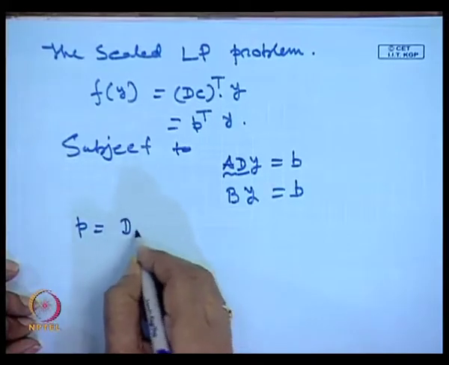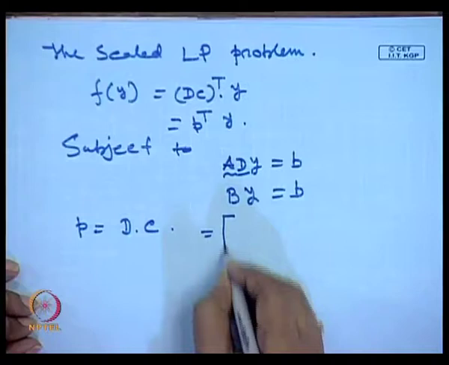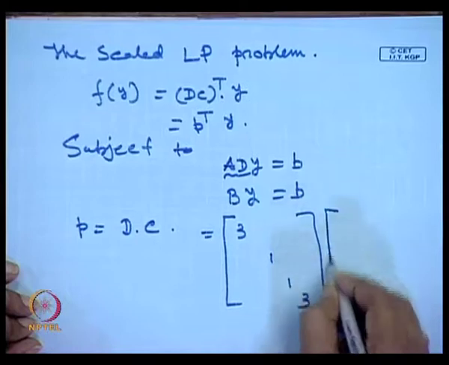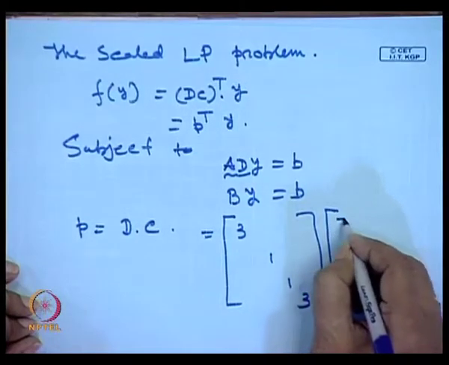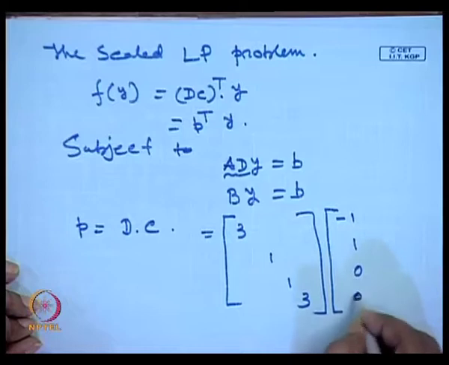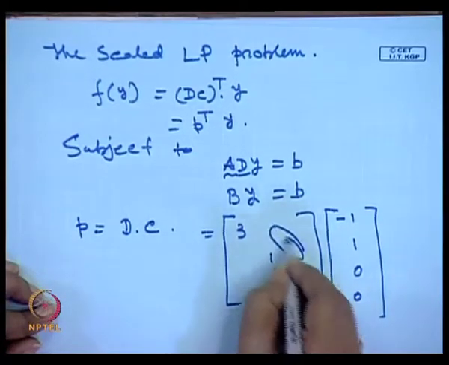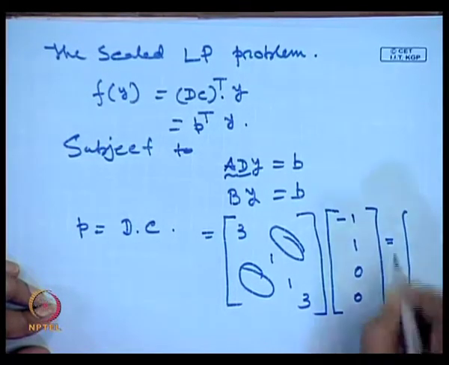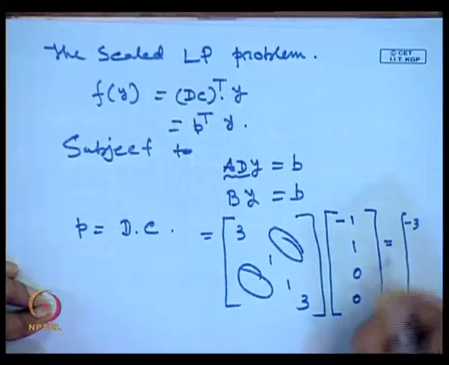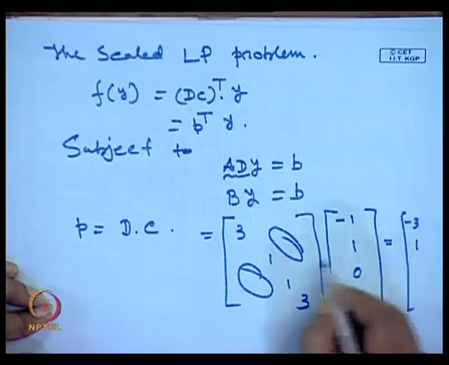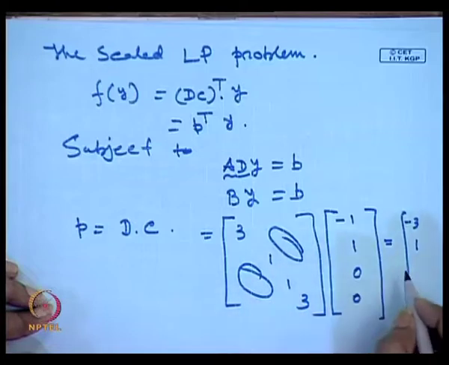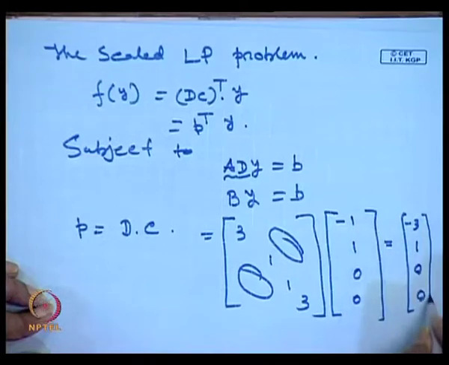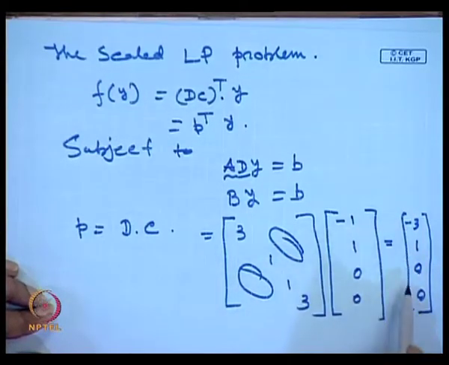P is D into C, and D, you know, is 3 1 1 3 multiplied by C. C is minus 1 1 0 0. This is a diagonal matrix, other elements are 0. If you multiply it, I will get minus 3, then 1, and the rest you will get 0. So, our P matrix is minus 3 1 0 0.